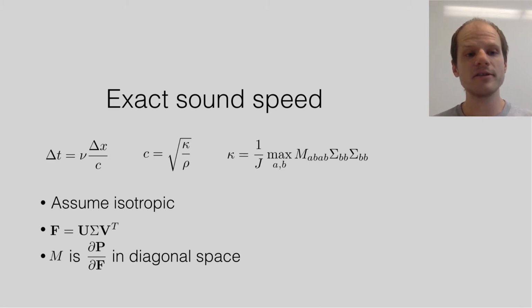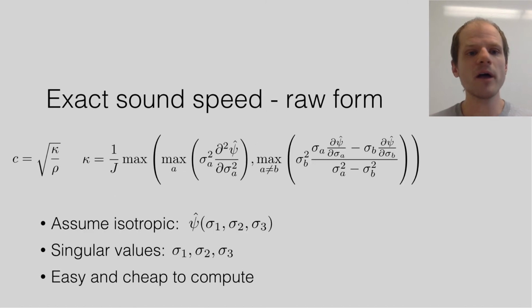Here we've taken the singular value decomposition of the deformation gradient F, which gives us our singular values sigma. M here is the stress derivatives represented in diagonal space. We note that if an implicit solver is available, then it's also likely that M will be directly available as well. Otherwise, it's also convenient to express the sound speed in terms of the derivatives of the energy density. In the case of constitutive models like co-rotated or fixed co-rotated, the energy density is simply a polynomial in terms of the singular values.